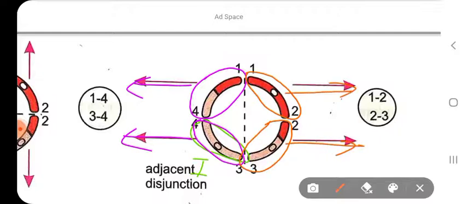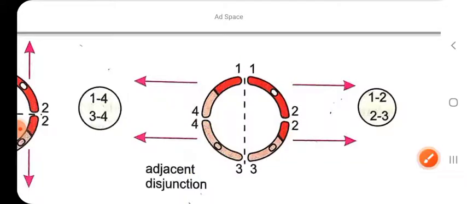So in adjacent type 1 disjunction, or you can say segregation, it is an open ring configuration where you can see one normal chromosome and one translocated chromosome moving to the opposite poles, and this will lead to what? This will lead to duplication and deletion of chromosome segments. The gamete will receive either a duplicated segment or a deleted segment. Let us see in this case.